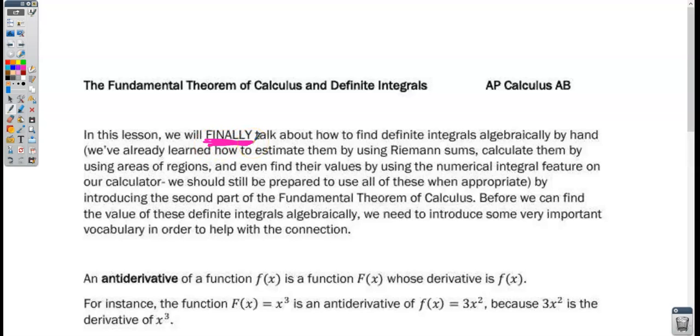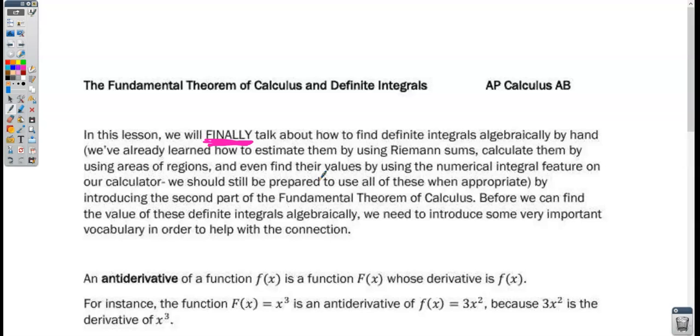My opening text here says, hey, it feels like we've kind of danced around this subject for a couple of days, weeks now even. We're finally going to talk about how we can find definite integrals algebraically by hand. Remember, we've already learned how to estimate them by using Riemann sums. We've learned how to calculate them by using areas of regions that are well defined. We've even found their values using the numerical integral feature on our calculator. And we should be prepared to still use any of those methods when they are appropriate.